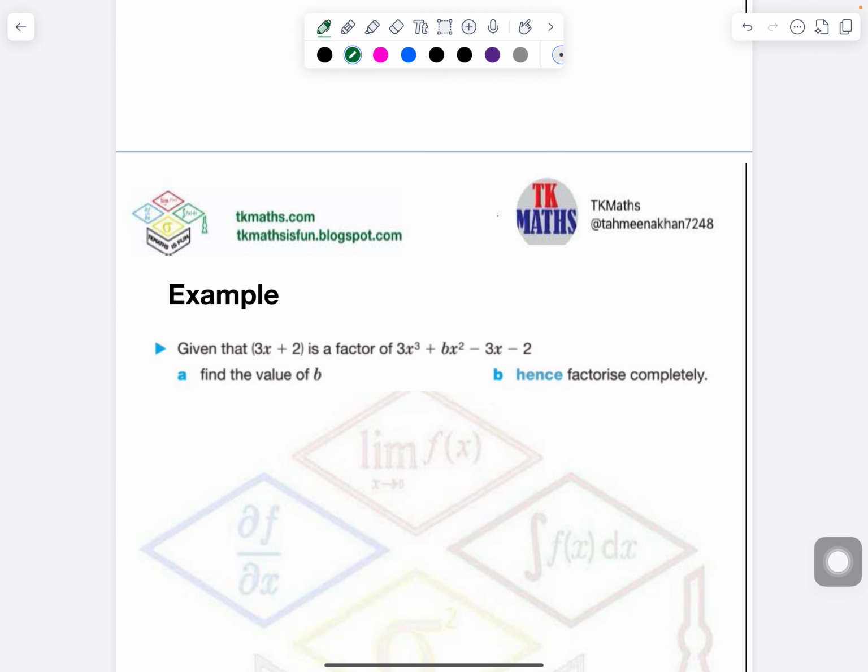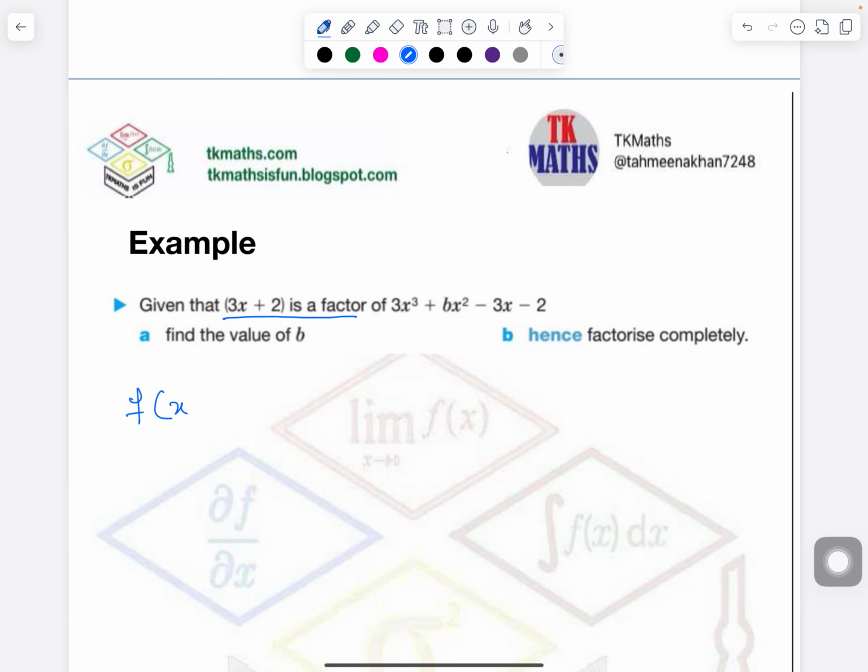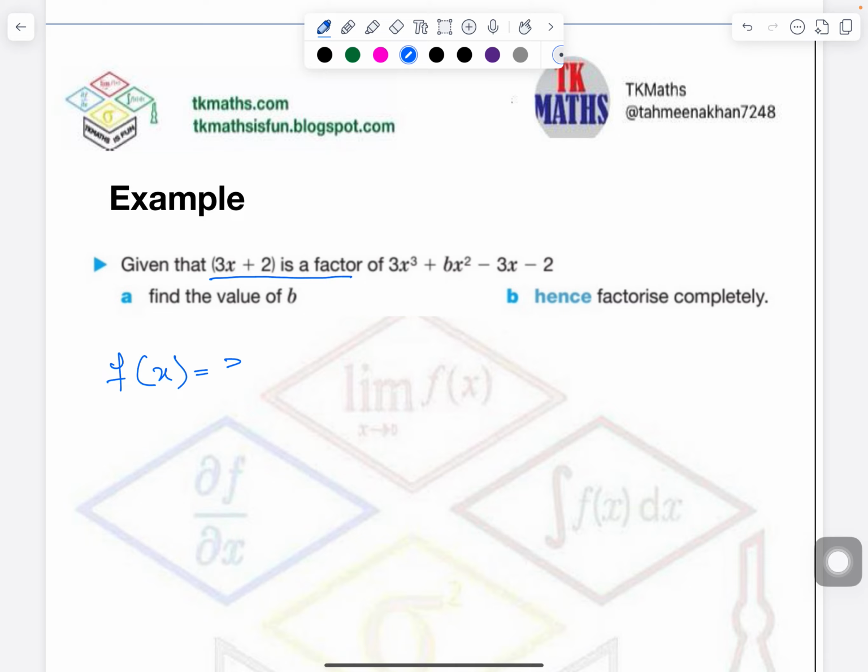Now one question here, this one I will solve with you, and the next question is for you to test your understanding. Okay, little different. It is given that 3x plus 2 is a factor of, let me write this function here, f of x is equal to 3x cube plus bx square minus 3x minus 2. Now there is one unknown b, but the information is 3x plus 2 is a factor. So let me get the value of x from here, and this value of x I will substitute here, right, in place of x.